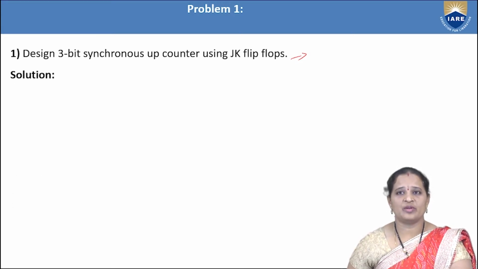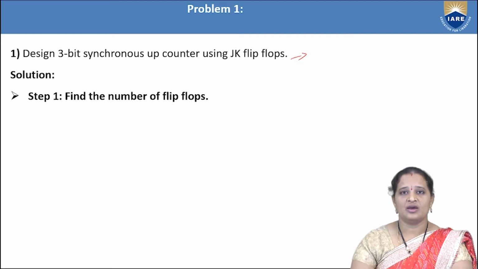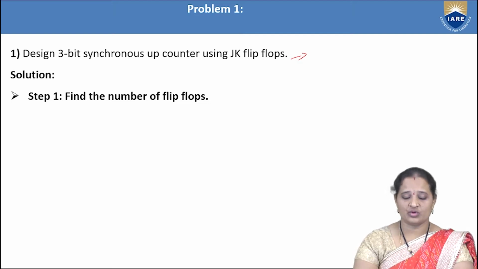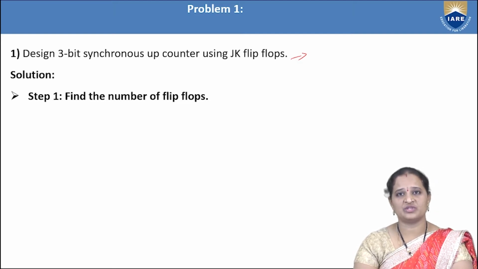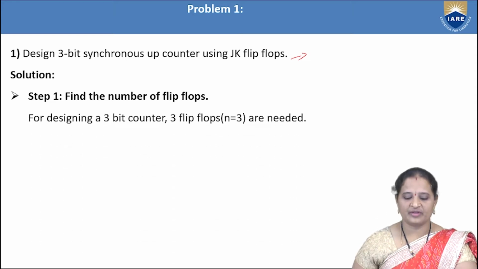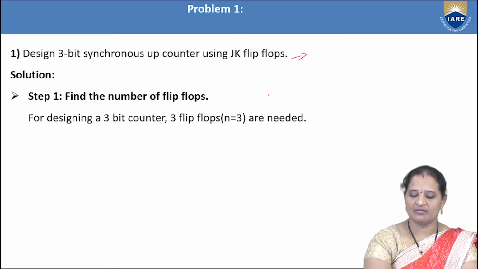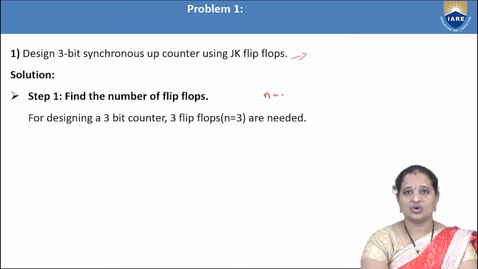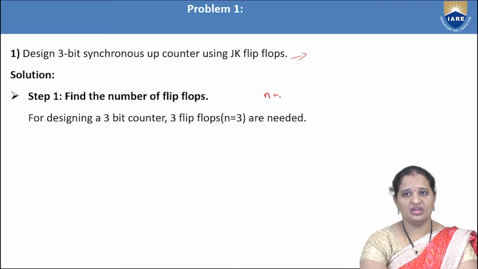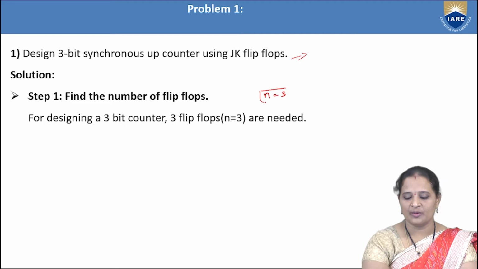So this is the problem statement. First of all, according to the design procedure, what is the first step? Find the number of flip-flops required. So how do we find the number of flip-flops required here? It is a 3-bit counter, which is already given. For 1 bit, we need 1 flip-flop. As we are designing a 3-bit counter, small n is equal to 3.